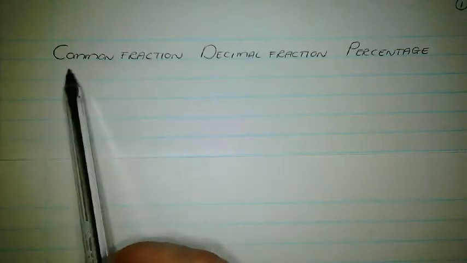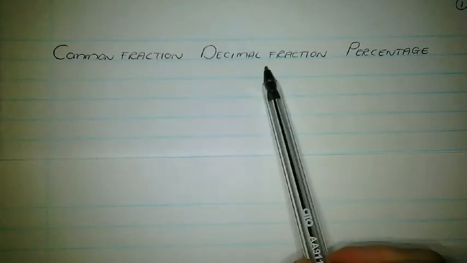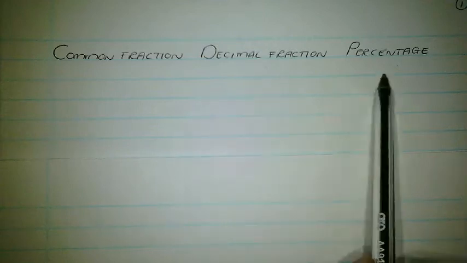When we look at fractions, we can basically divide them into three different groups. We can call them a common fraction, a decimal fraction, and percentage is also a fraction. Now, what's important is that you know the difference between them by identifying them.